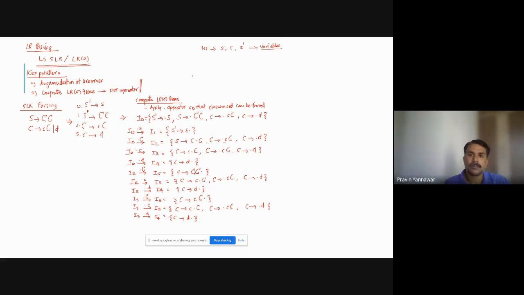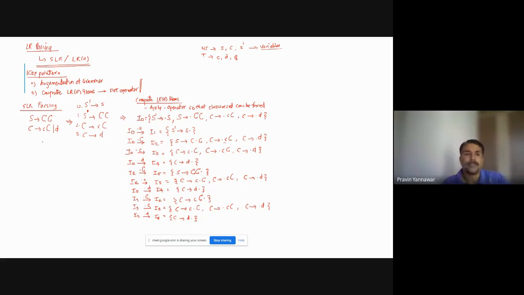Next, what are the terminal symbols that you have? You have only two terminal symbols, so this is C, D and dollar. Why dollar? Dollar is the input end marker. C and D are the terminal symbols here. So these are the non-terminal and terminal symbols. So you have got these sets. I hope set computation is clear.